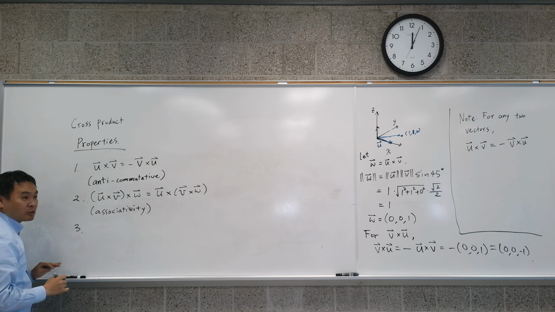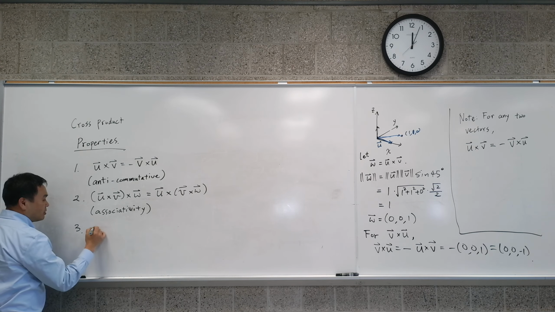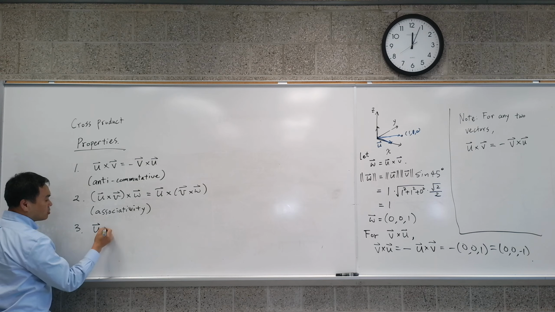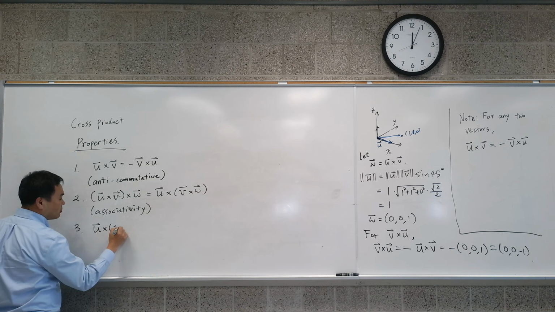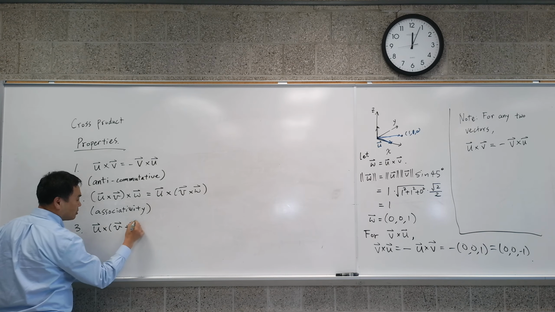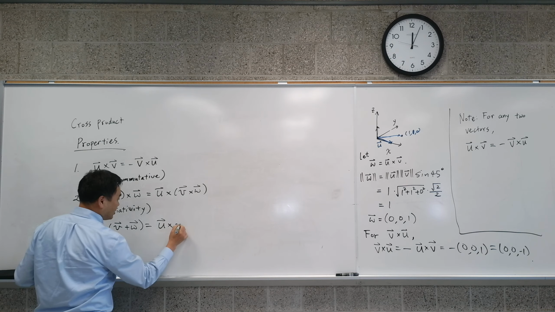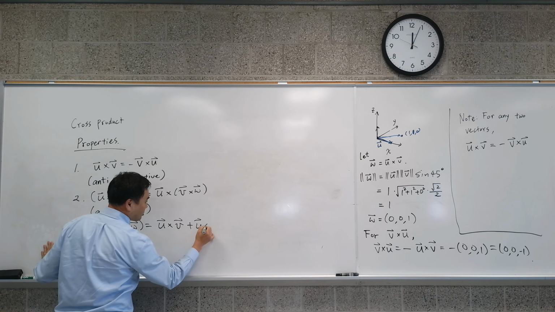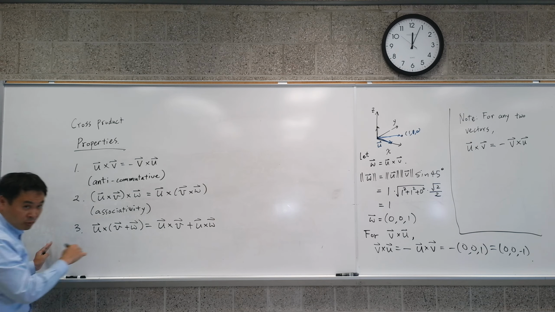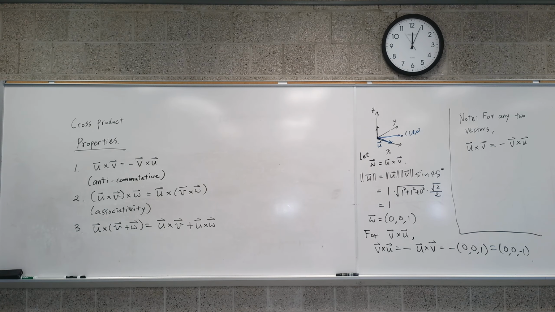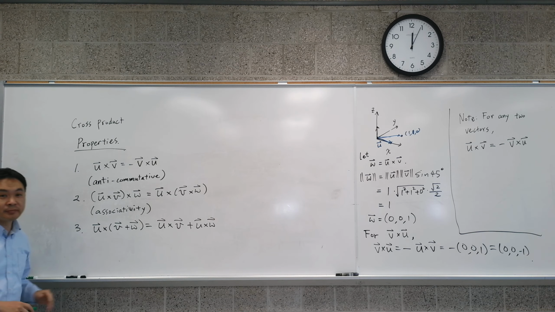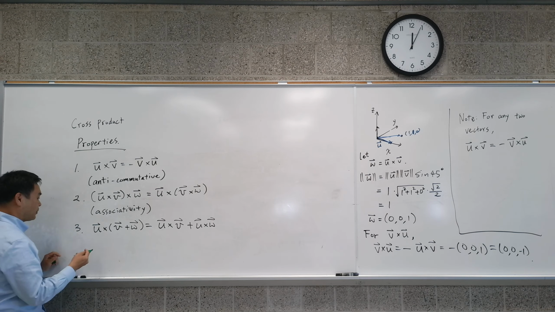And probably the most important property is that if you have u cross v plus w, this is the same as u cross v plus u cross w. Well, what is this called? What's the name of this property? Distributive property.